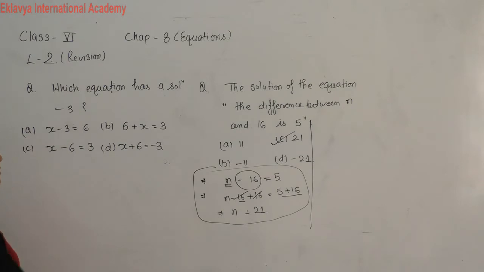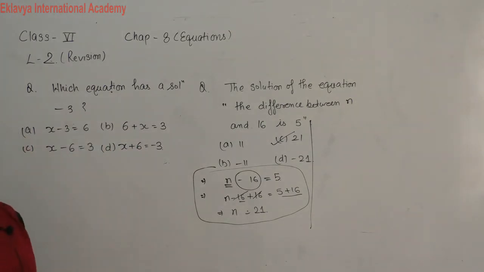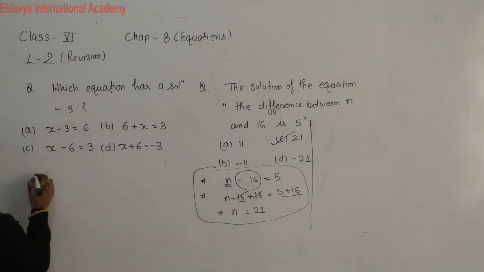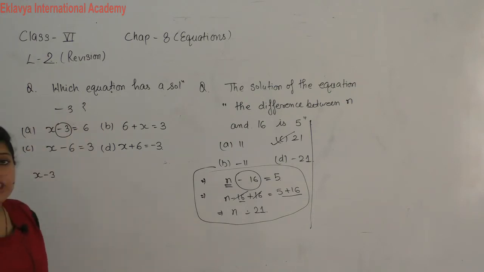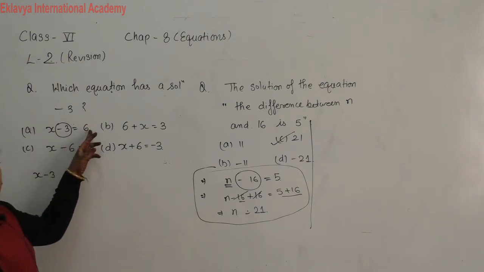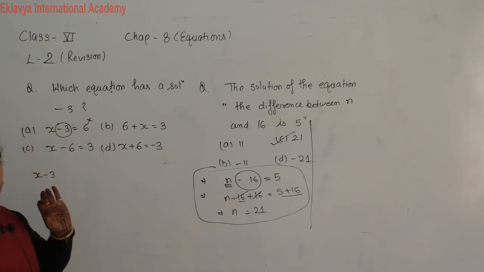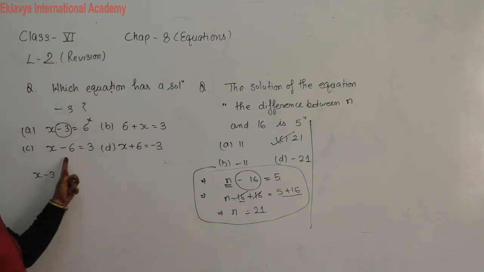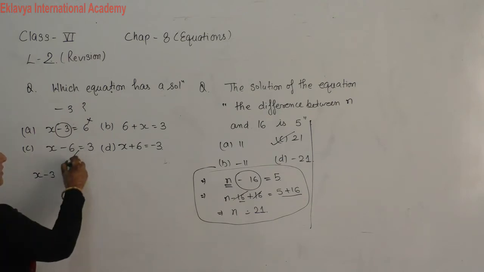Then what will we do? We have to solve all the equations, then we will get the result. Starting from A, x minus 3. If I want to solve this equation with minus 3, the inverse operation is plus 3. It means we have to add something in it, so this option we will not take. In C, minus 6, again we have to add something in it, so this one also we will not take.